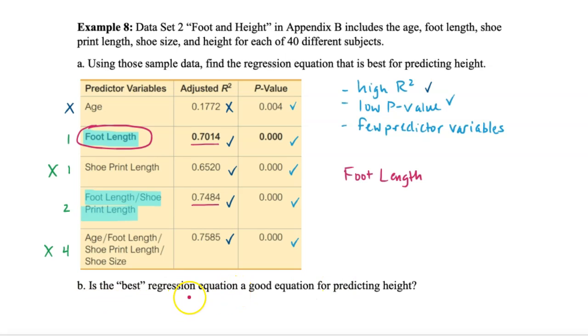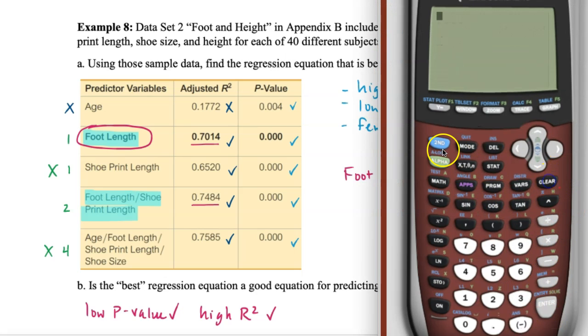Now let's see if this best regression equation is a good equation. And so what we're looking for is, does this have a low p-value? Low p-value, yes. Does this have a high R-squared? Yes. And if we wanted to compare this to something a little bit more concrete, we can always find the R value, right? So I could always take my calculator, and take the square root of the R-squared to get R, and the square root of 0.7014 is 0.837.